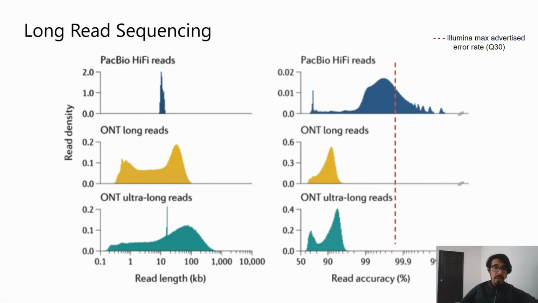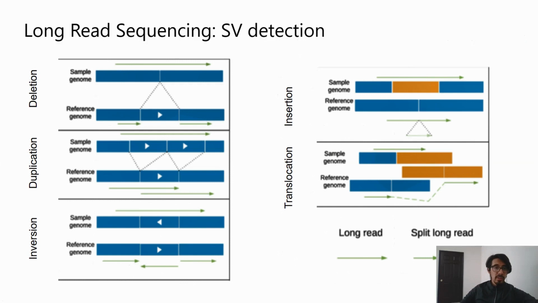Here we can show you in a red line what Illumina advertised as the maximum error rate, and we can see that PacBio has already achieved Illumina-like error rates, while ONT is still falling behind. But how do we detect structural variants with long-read technology?